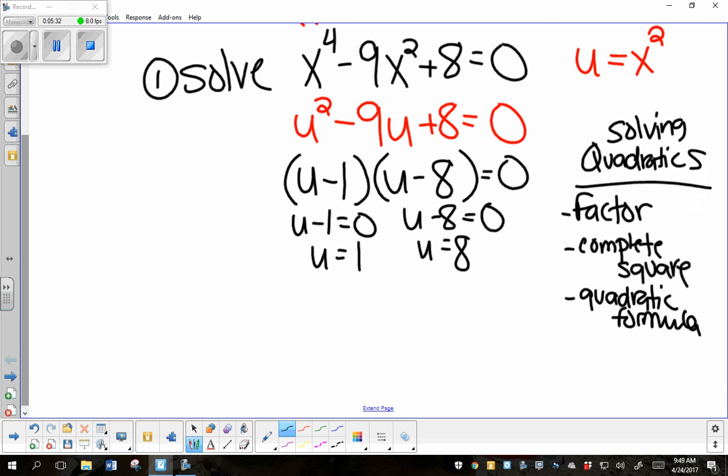Now the problem is, we are not trying to solve for u. They wanted us to solve for x. So what we need to do is go back in and remember how u is the same as x squared? So we need to say now x squared equals 1 and x squared equals 8. And those are easy to solve for, right?